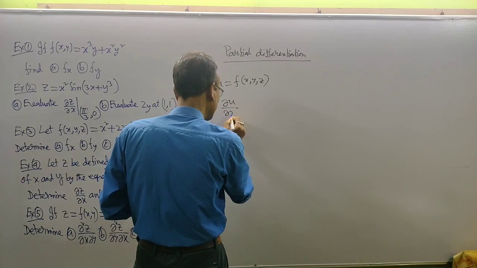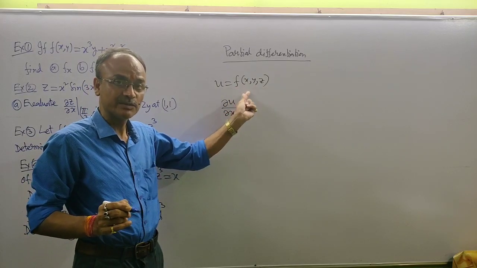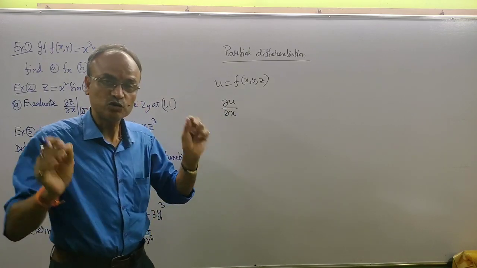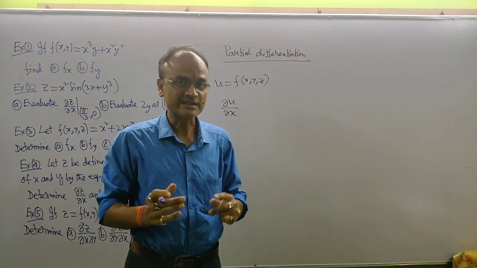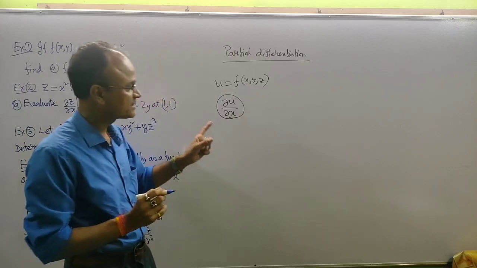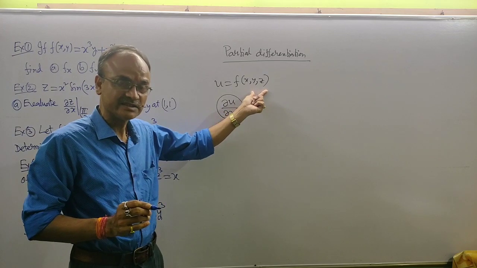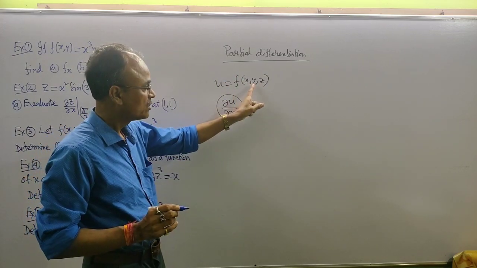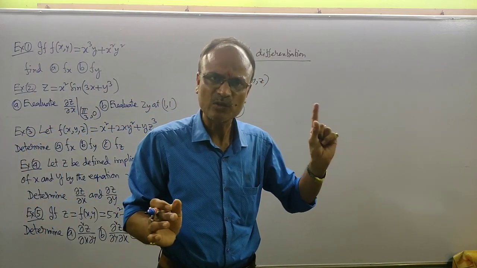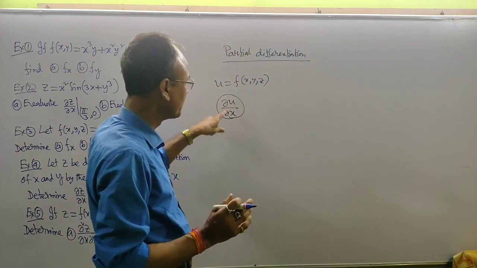And it is written by del u by del x. Suppose you are differentiating this function. U is a function of three independent variables, x, y, and z. If you differentiate partially this, then you should take the other variables as constant. Del u by del x can be obtained by differentiating this as if the other variables y and z are constants. Treat y and z as constants. Then if you differentiate it, you will get the partial derivatives of this.